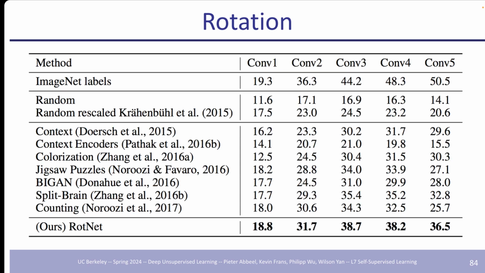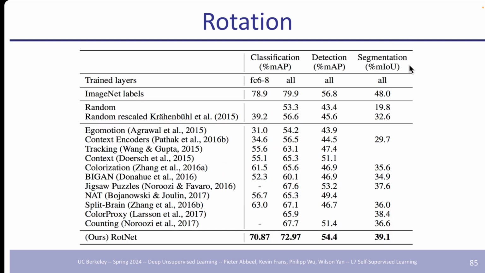This is if you use a different conv layer, so conv1 is the earliest layer. It doesn't do nearly as well, obviously. It does not have as semantic a representation as layers 4 and 5. Then they test on Pascal for detection and segmentation, also achieving state-of-the-art here against all of these others that we talked about.